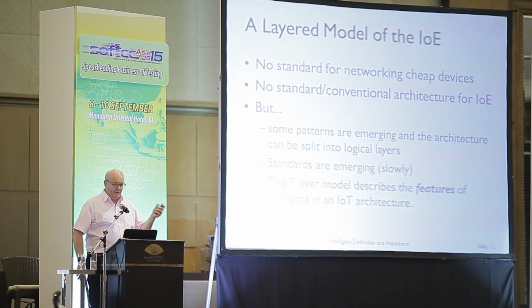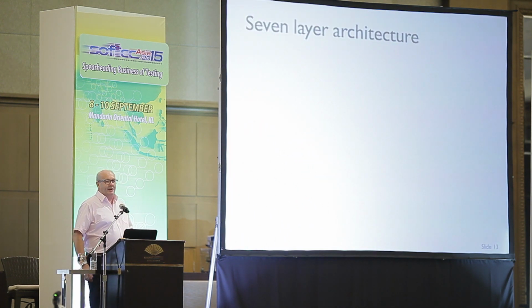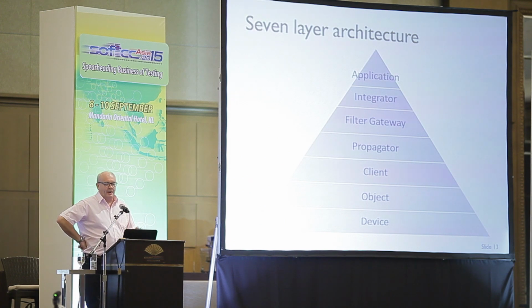Well, it is what it is. Okay, here we go. 7 layers. All layered architecture layers have to have 7 layers. Don't they? By definition. OSI, remember that one? So here we go. At the top I've got application, at the bottom I've got device. What are these layers? What do they represent?